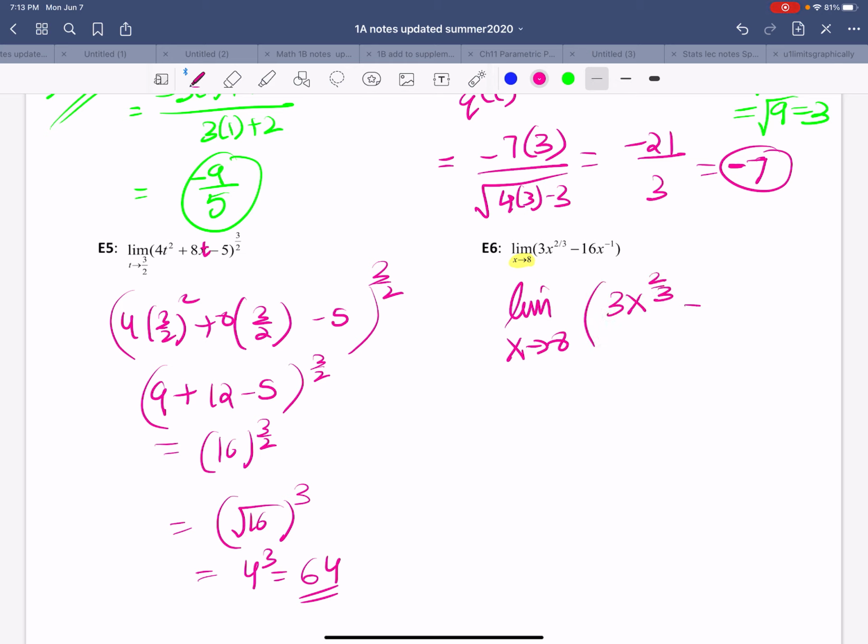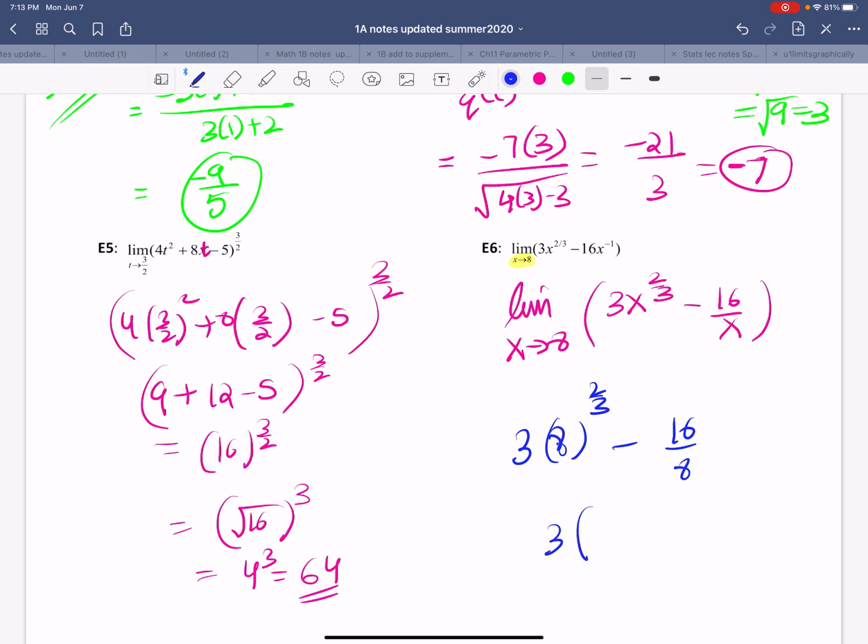3x to the power 2/3 minus 16 over x. Now x approaches 8, and this denominator would be troublesome when x approaches 0, but as long as x is approaching 8, there's no issue with this function. It's continuous. So I'm going to replace the x's by 8: 3 times 8 to the power 2/3 minus 16 over 8.